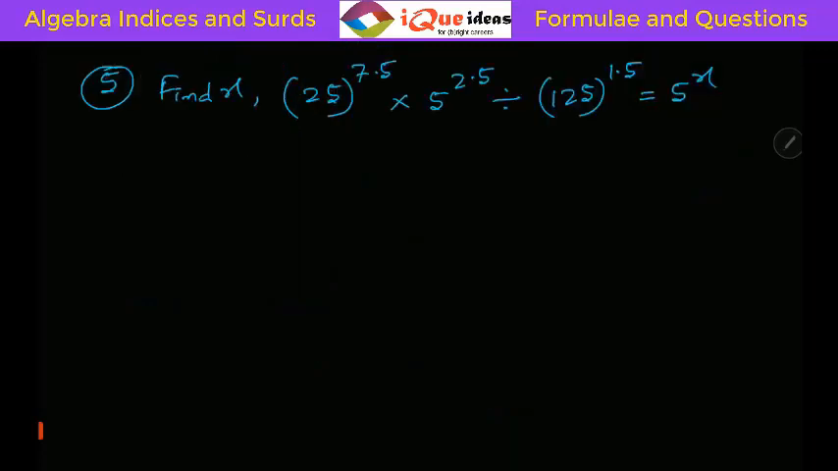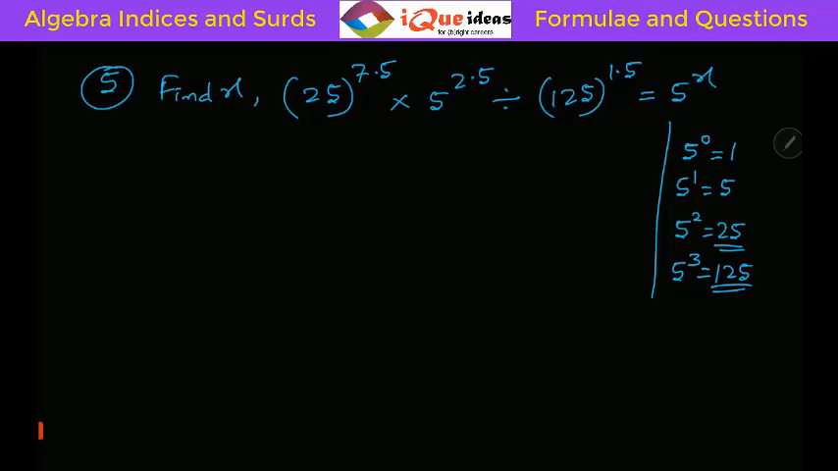Alright. Now let's take up this question. It says, find the value of x, where it is given that 25 to the power 7.5 into 5 to the power 2.5 divided by 125 to the power 1.5 is equal to 5 raised to x. Before going ahead, if you remember, 5 raised to 0 is equal to 1, 5 raised to 1 is equal to 5, 5 raised to 2 is equal to 25, 5 raised to 3 is equal to 125. So here 125 and 25 are going to be used.